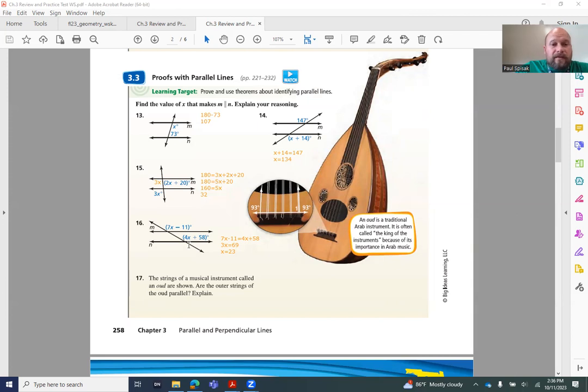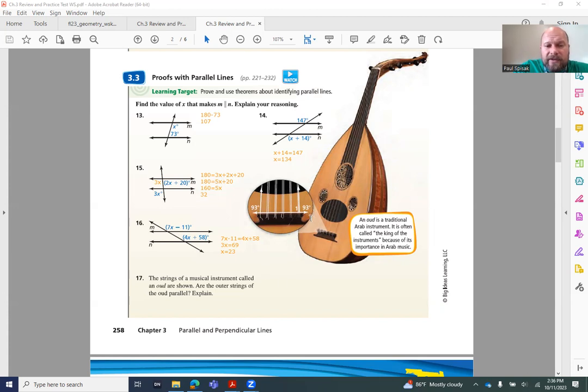All right. Finally, on number 17, the strings of the musical instrument, shown up here, the outer strings, are they parallel? So we have this has a 93-degree angle, this has a 93-degree angle. Now, if we had named these before, and which I did give you a name for them, these are same side exterior angles. Our book doesn't cover those, but same side exterior should be the same thing as same side interior. They are supplementary angles.